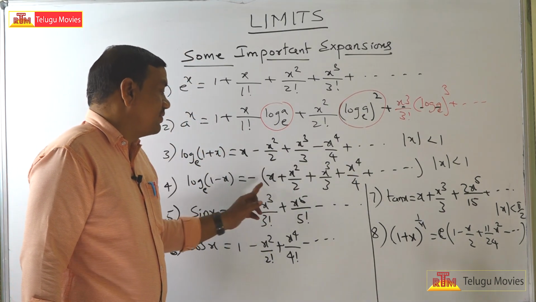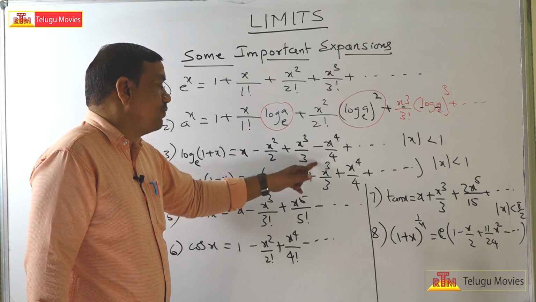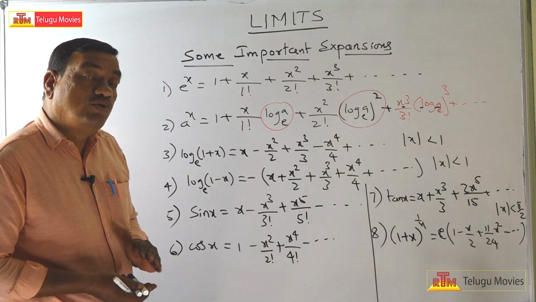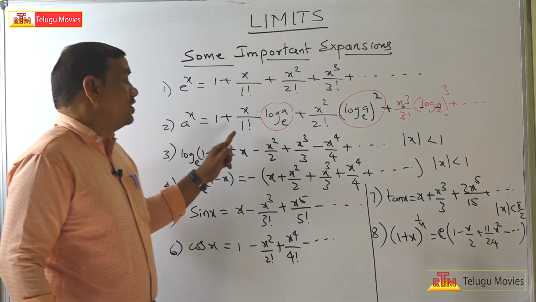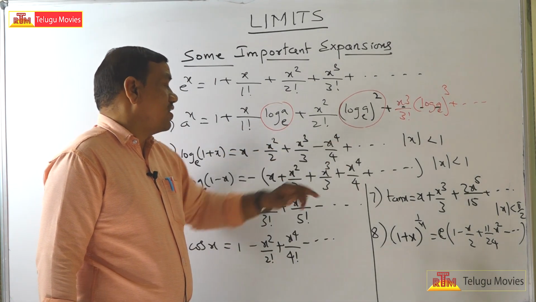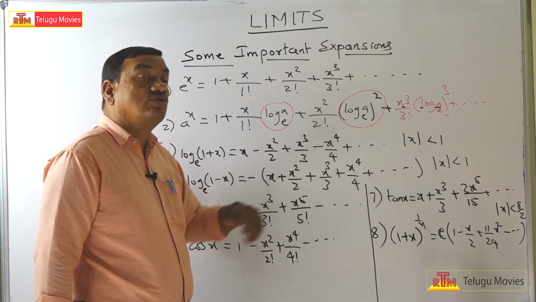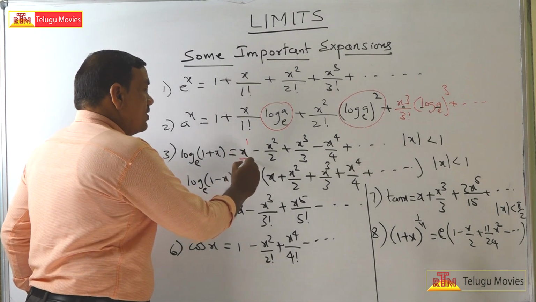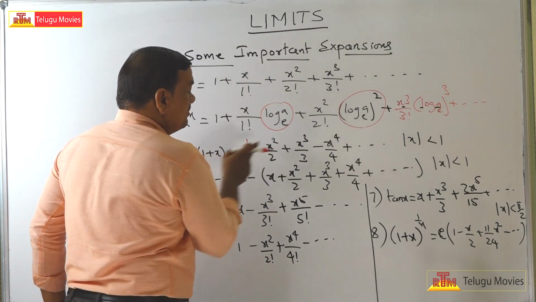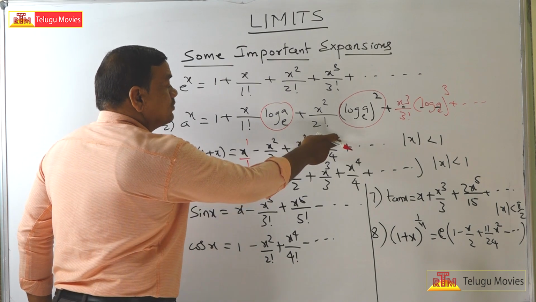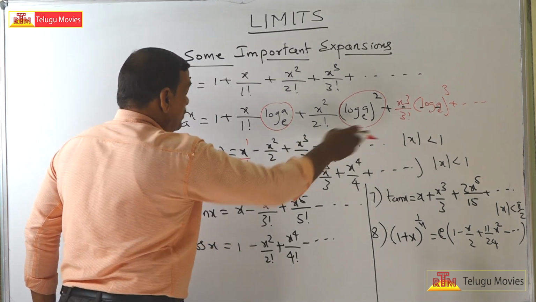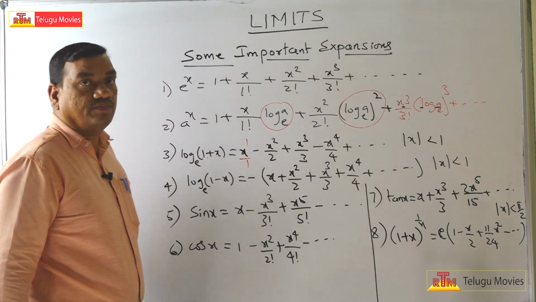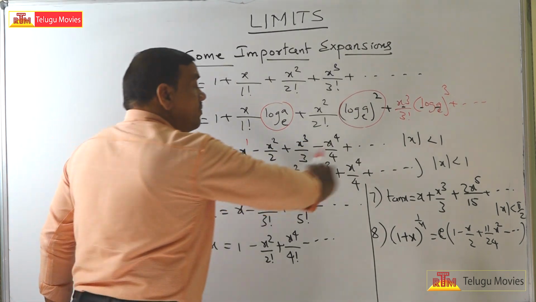That means take minus common outside: minus of x plus x square by 2 plus x cube by 3 plus x power 4 by 4, so on to infinity. That is how you have to study it comparatively. In the numerator, 1, 2, 3, 4, so on, and in the denominator also 1, 2, 3, 4, so on. The numerator is x power 1, x square, x cube, x power 4, with denominators 1, 2, 3, 4. If it is plus, alternate plus, minus, plus, minus will come. If it is minus, all minus will come.